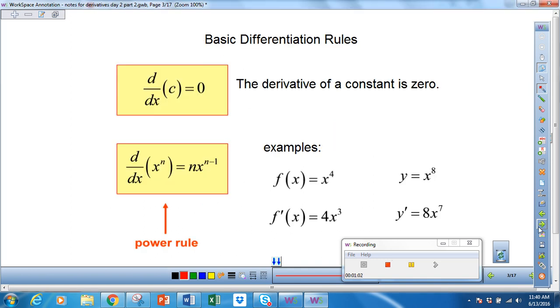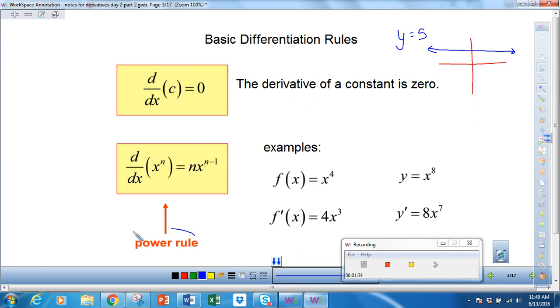So let's get right into the shortcuts. The first shortcut is that the derivative of a constant is 0. And if you want a visual representation of that, if we have y equals 5, which is a constant, and we were to sketch that, the slope of this is 0, because there's no change in that slope. So the derivative of any constant is also 0.